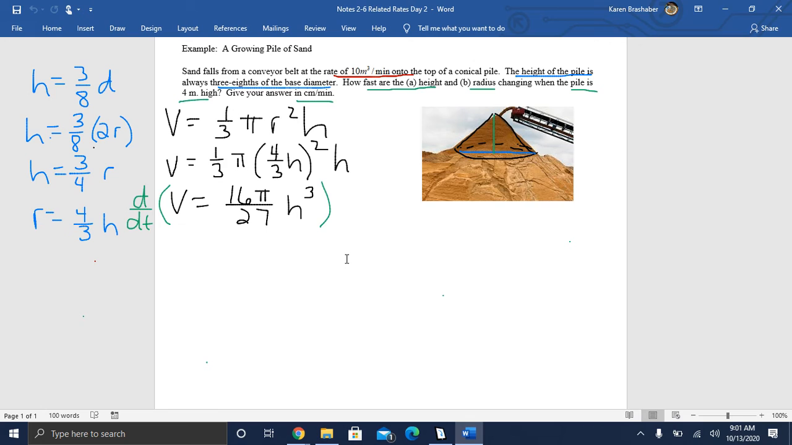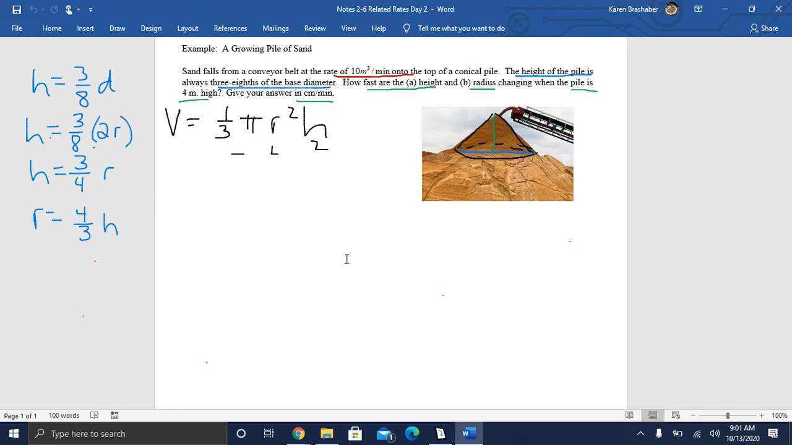So I've cleared out to the point where I have volume equals 16 pi over 27 h to the third. That is not going to help me because I'm supposed to be finding the radius. So I'm going to have to actually go clear back to my beginning volume formula.